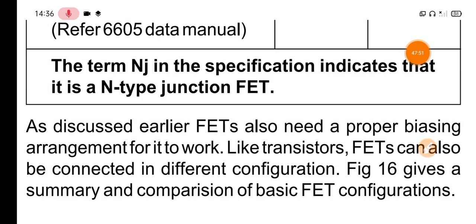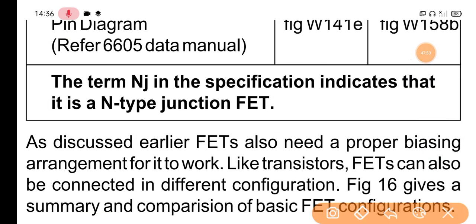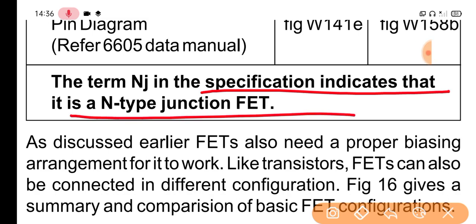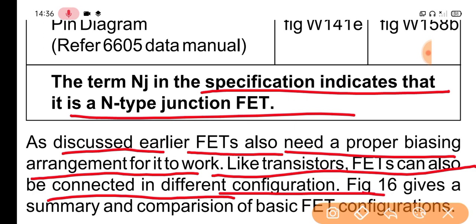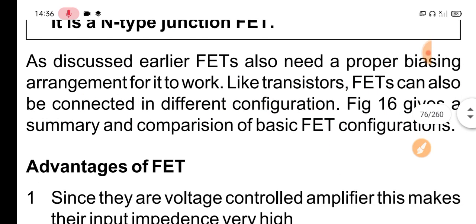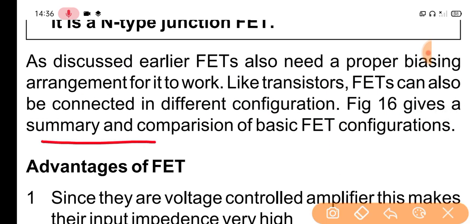The term NJ in the specification indicates that it is an N-type junction FET. As discussed earlier, FETs also need a proper biasing arrangement to work. Like a transistor, FET can also be connected in different configurations. Picture 16 gives a summary and comparison of basic FET configurations.